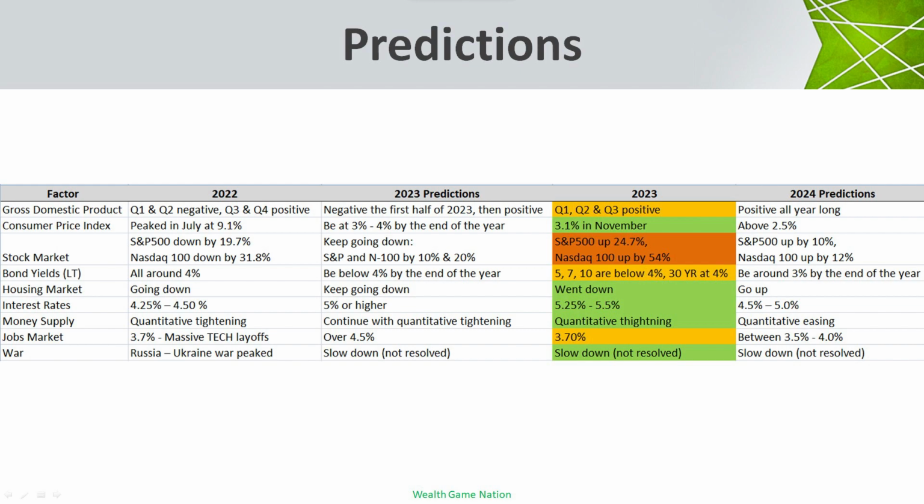Monetary policy, I believe it will be quantitative easing. I believe that the unemployment rate will be around 4.5%. And as far as the world conflict goes, they will also not be resolved. Last year it was Ukraine and Russia. This year is Israel and Palestine. Next year it's going to be China and Taiwan, and so on.